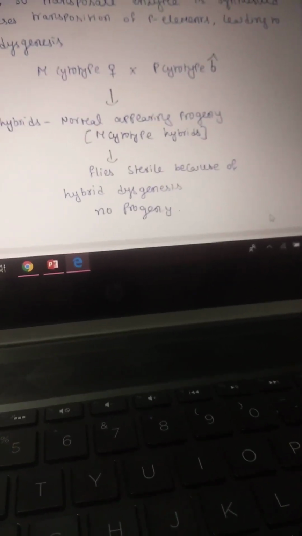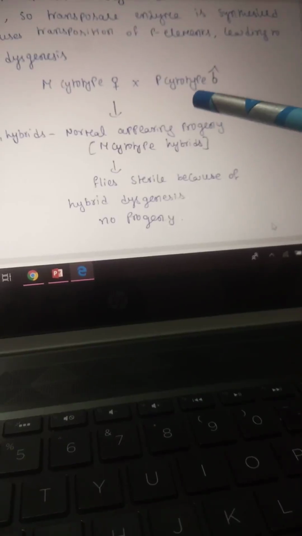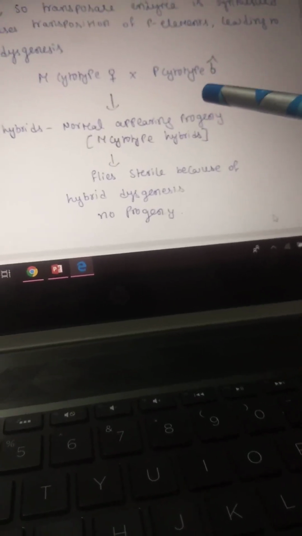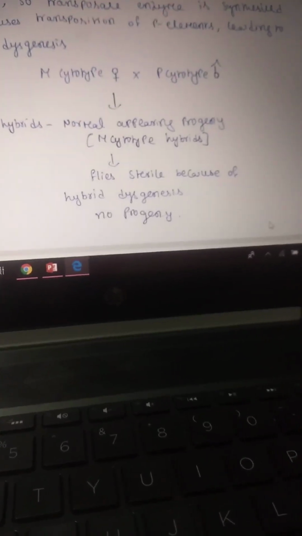Whereas M cytotype, they don't have P element. And the second one is, if the P element is not there, there is no repressor. Okay, so remember, the first cross we will discuss is M cytotype and P cytotype. M cytotype is without repressor protein and P cytotype has P elements and it has repressor protein also. Now when M cytotype female is crossed with P cytotype male, what happens in the F1 hybrids we will discuss.